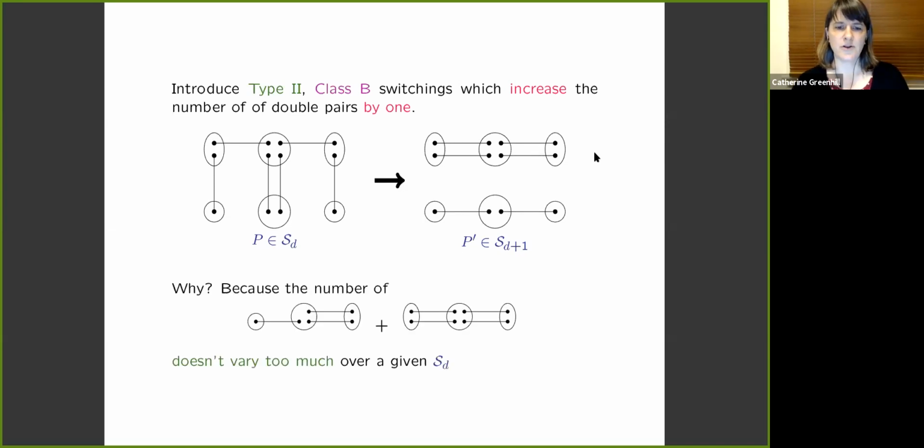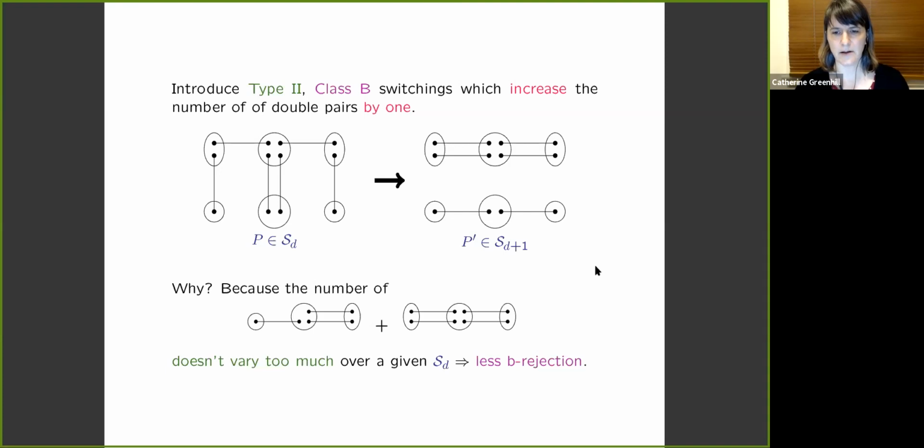And why do they introduce this? They call it a booster switching, and they do it because if you look at the number of places where you see either this subconfiguration or this one on those 3 cells, that number doesn't vary too much over a given SD. So it makes things much more uniform, and that leads to a lower B rejection probability. So those were the ideas that they used.